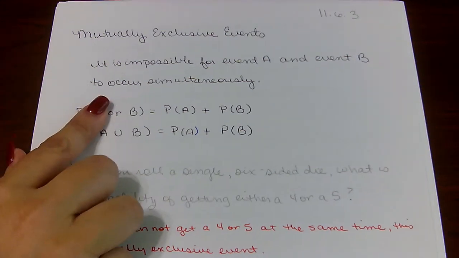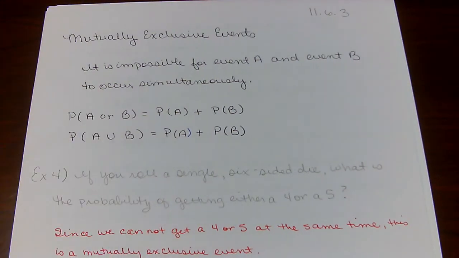Okay, so mutually exclusive means that it is impossible for two events to occur at the same time. One of the examples I like to use is if you're in a mutually exclusive relationship, it means that you either have a boyfriend or you have a husband, but you do not have both, okay?